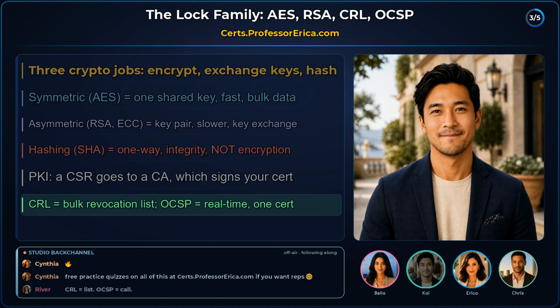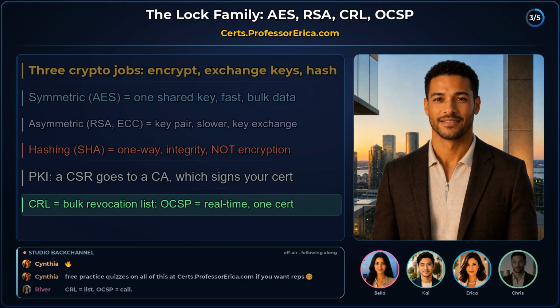2 more cert words show up constantly and they are easy. A wildcard certificate covers every subdomain under one name with a single cert, the star.domain trick. And a SAN, a subject alternative name, is the field that lets one certificate list several specific host names at once. Wildcard is everything underneath. SAN is a named list, and the exam just wants you to know which solves which coverage problem.